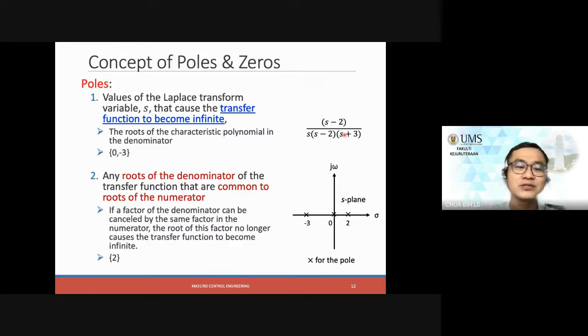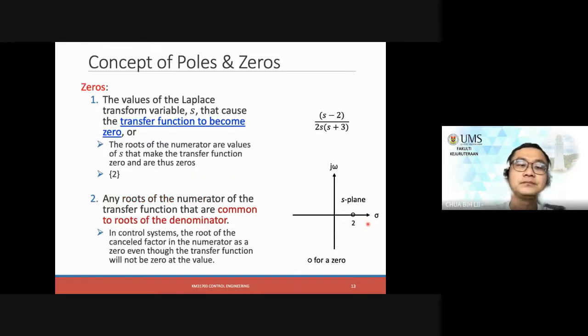Since the poles are 0, 2, and minus 3, you just put a cross to represent each pole. On this S-plane, we put a cross to represent the poles. So you put minus 3, 0, and 2.